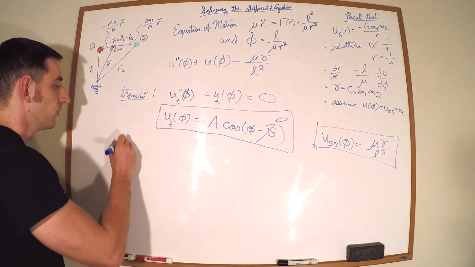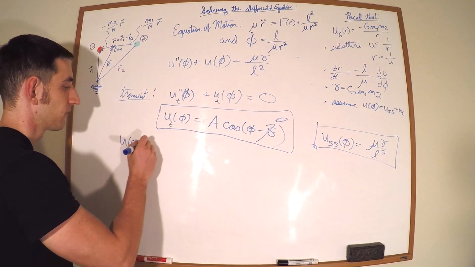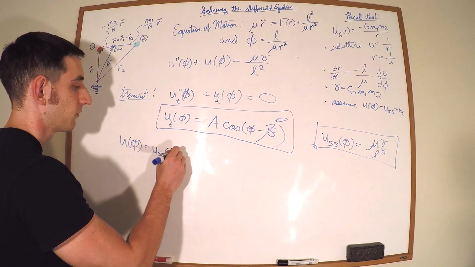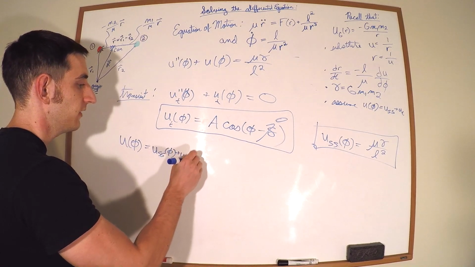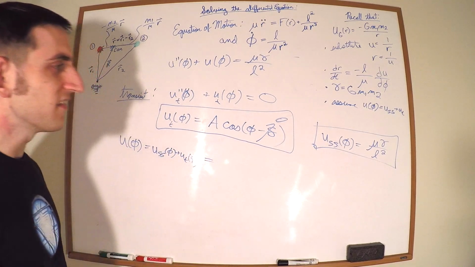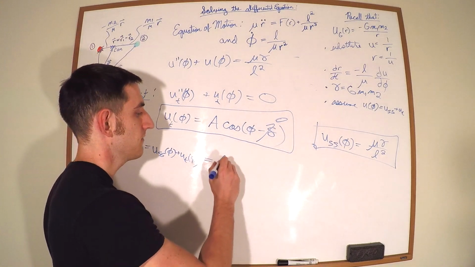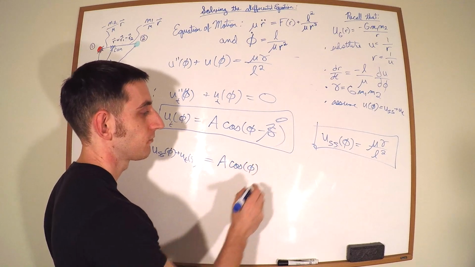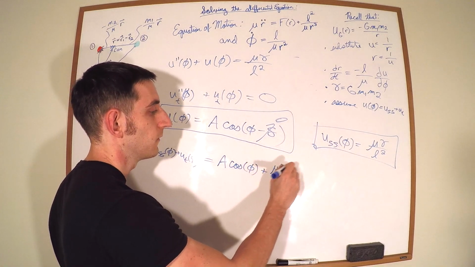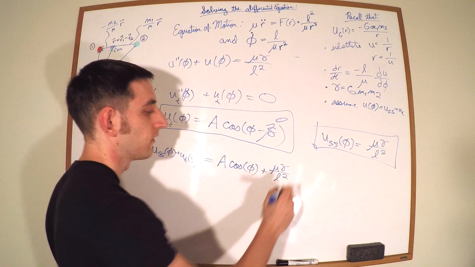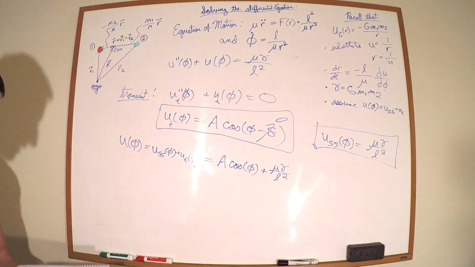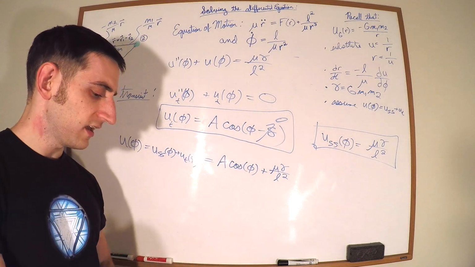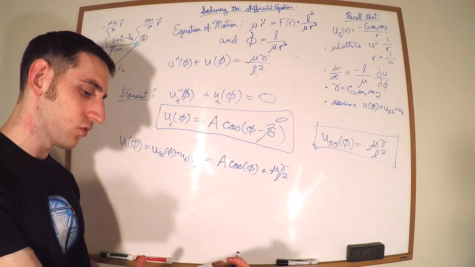So U sub phi is U_SS of phi plus U transient of phi. And that's nothing more than A cosine phi plus mu gamma over L squared. Now, you're probably thinking, okay, that's cool.